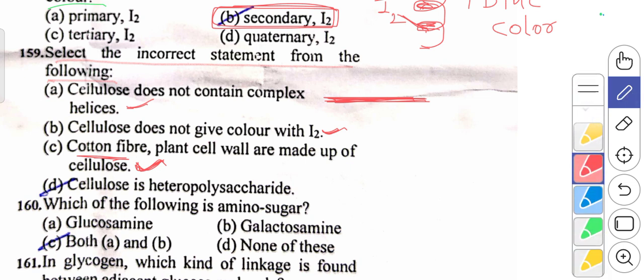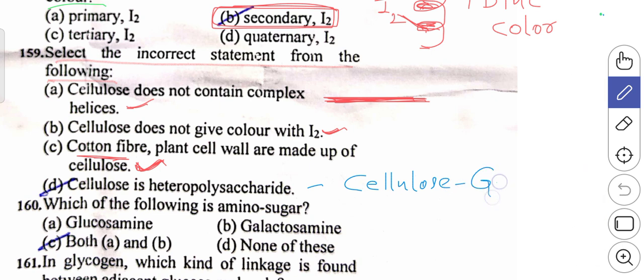So hence all three statements are right here. Let's look at the D statement. Cellulose is heteropolysaccharide. No, cellulose is a homopolysaccharide. As I told, it is formed from many glucose units, so it is considered a homopolysaccharide. Homo means same, poly means many, saccharide means sugar unit. In cellulose, we will come across many glucose molecules. So this statement which they have given is considered an incorrect statement.